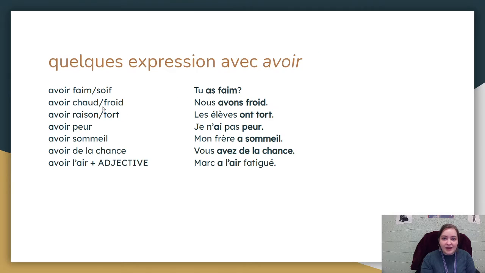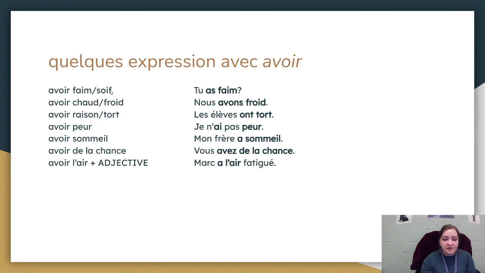Okay? And there are lots more expressions with avoir. Once again, this should have an S. Quelques expressions avec avoir. So first one, you know, avoir faim. Avoir faim, as in j'ai faim. I'm hungry. Okay? So when you see these phrases written out with avoir at the beginning, remember you have to conjugate them when you put them in a sentence. So you can see here, tu as faim, are you hungry? And avoir is conjugated for tu, which is the subject of the sentence. Are you hungry?